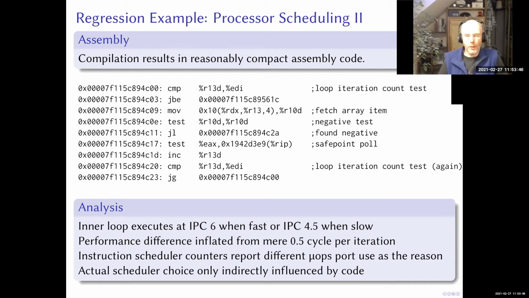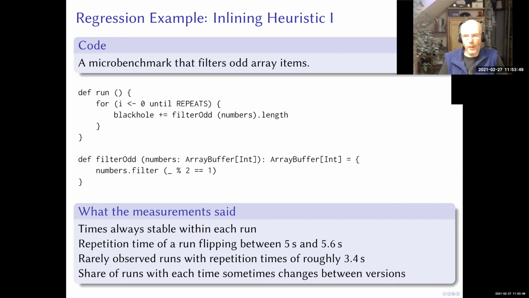For another example, which is also a little bit troublesome in terms of what the developer can do, is another micro benchmark which filters odd elements in an integer array. And what we saw here was the benchmark flipping between roughly 5 and 5.5 seconds per iteration. So when we ran the benchmark, the times within each run were stable, but whenever we restarted the benchmark, we saw maybe a different time. Again, to a compiler person, this immediately rings a bell as non-deterministic inlining, right? So that's exactly what happened.